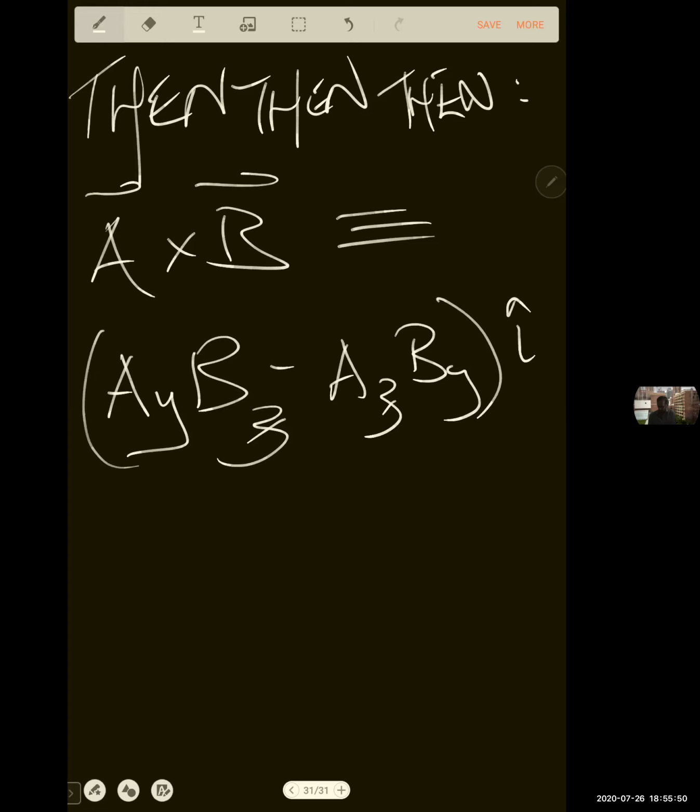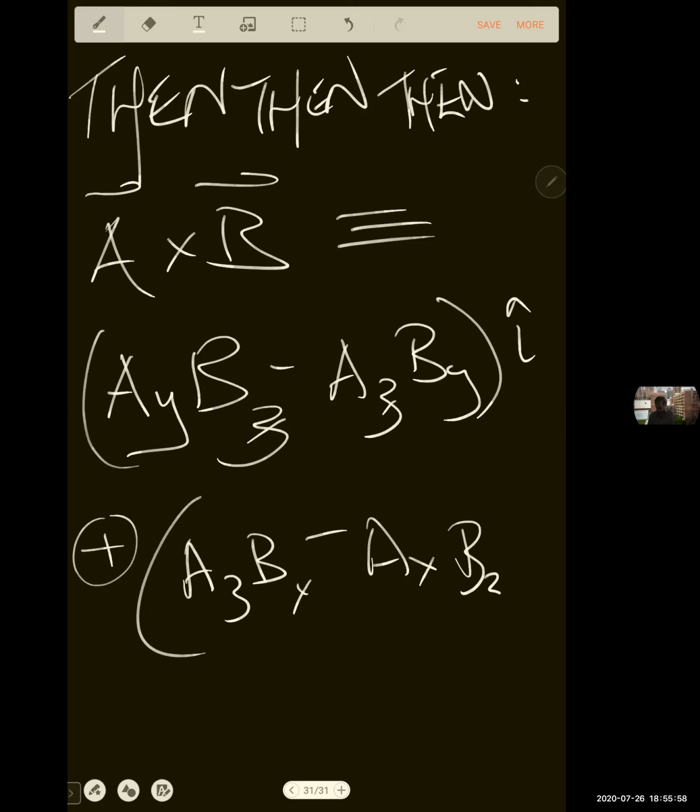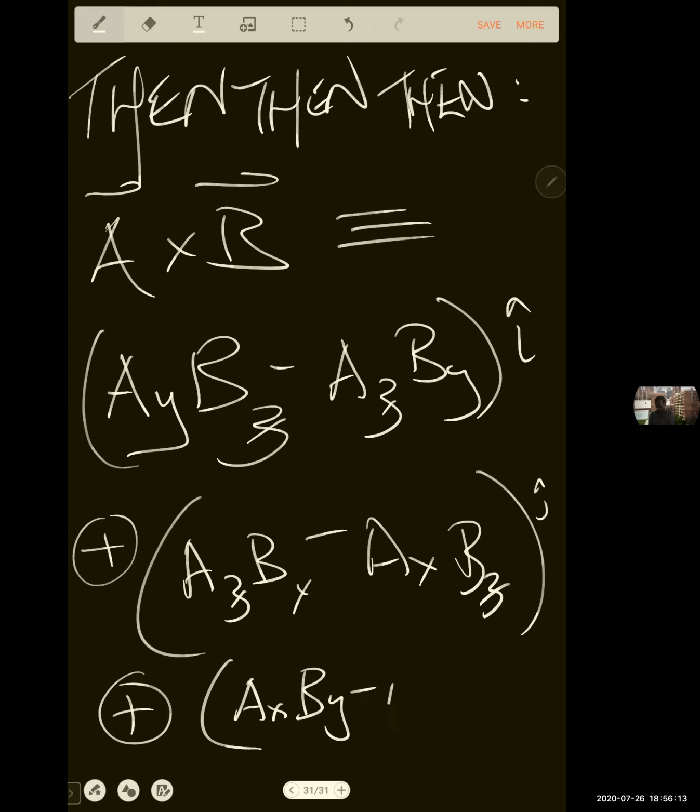This all is the i hat, plus you'll get that's the j hat. There's a pattern to all this that, of course, now I know, and you'll know if you look at it, but to see it, you've got to do it out. I'm telling you. Okay, ax by minus ay bx, and that's all in the z-axis, i.e. the k hat component. We're almost done.